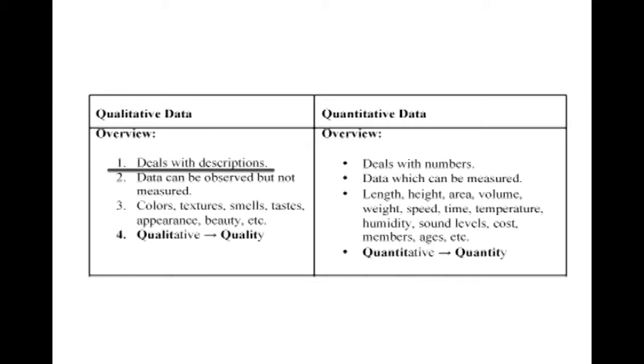Qualitative data deals with descriptions, whereas quantitative data deals with numbers. Qualitative data can be observed but not measured. Quantitative data can be measured. Qualitative data includes colors, textures, smells, taste, appearance, beauty, etc. Whereas quantitative data looks at length, height, area, volume, weight, speed, time, temperature, humidity, sound levels, cost, numbers, ages, etc. Qualitative data defines quality. Quantitative data defines quantity.